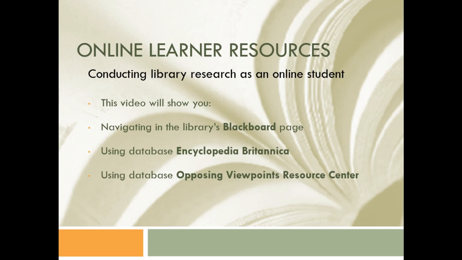Then we'll look at two databases. The first is Encyclopedia Britannica, which has general information about a lot of different topics, just basic information. The second database is great for if you need to talk about current events or hot topics, also really good if you're trying to select a topic for an English paper. Opposing Viewpoints Resource Center. They're two really good resources.